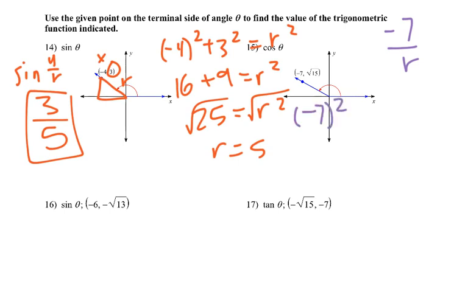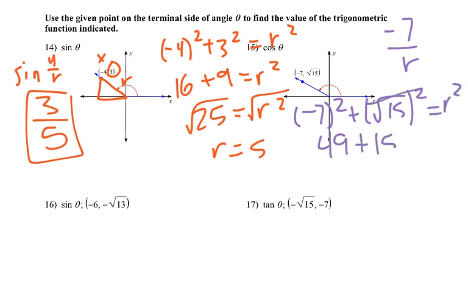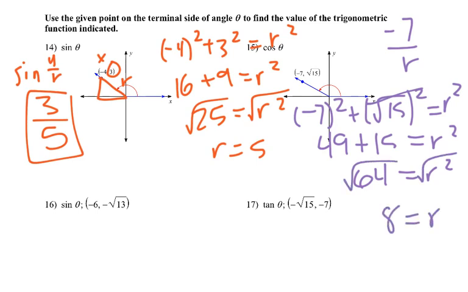So negative 7 squared plus square root of 15 squared equals r squared. So 49 plus 15, because the square and square root cancel out, equals r squared. And that would give us 64. Take the square root of that. We get 8 for r. So it would be negative 7 over 8 for the cosine.